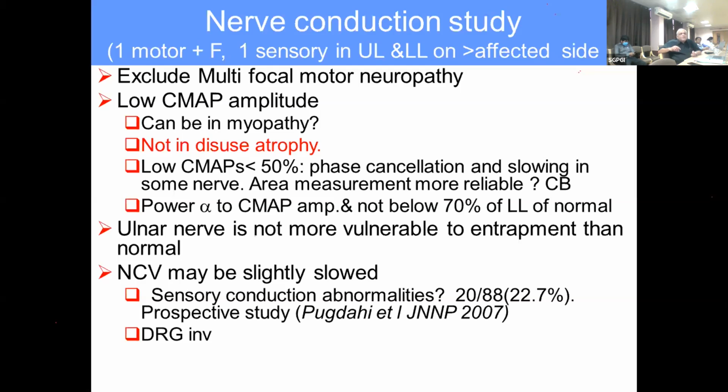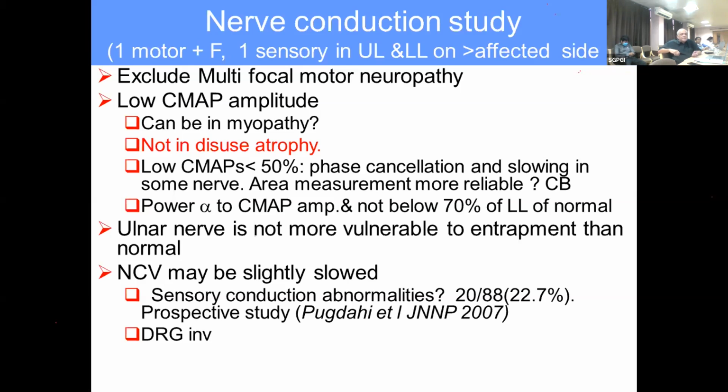Low CMAP amplitude is very important. It can occur in myopathy, but it does not happen in disuse atrophy. So quite often you will find the amplitude is less and people say it is because of disuse. Please don't consider disuse as an important cause. It is mainly because of loss of anterior horn cells or because of the muscles, but not because of disuse atrophy.